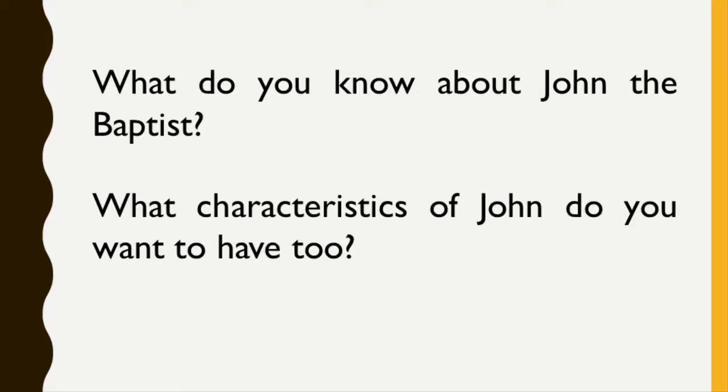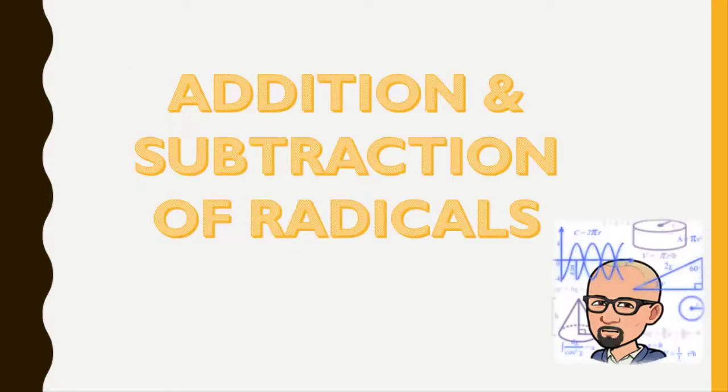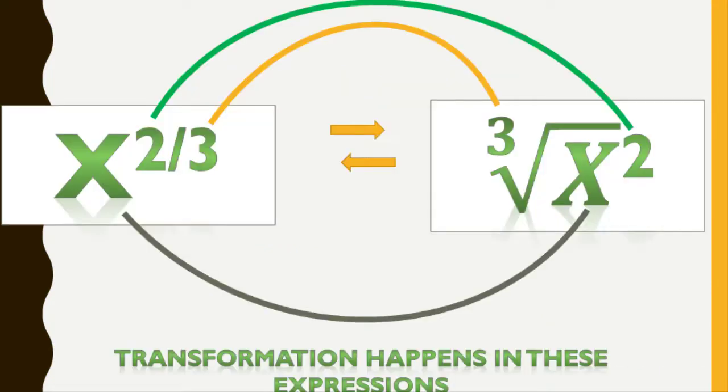What do you know about John the Baptist? What characteristics of John do you want to have too? Let's go now to our lesson proper. We know already about radicals, right? In our previous lesson, we learned that radicals is just an equivalent form of an expression with a rational exponent.